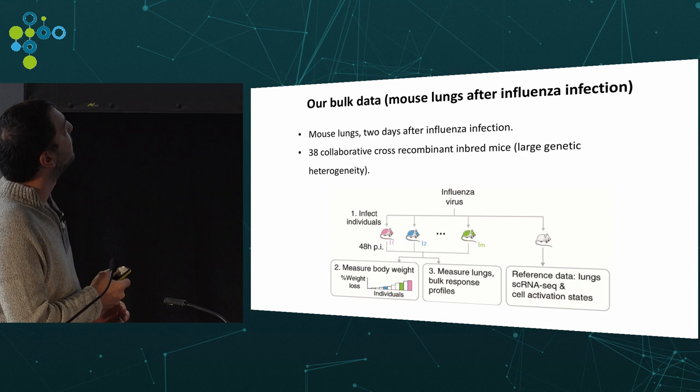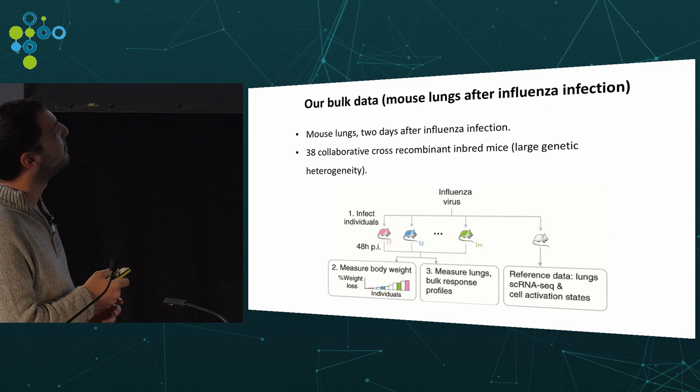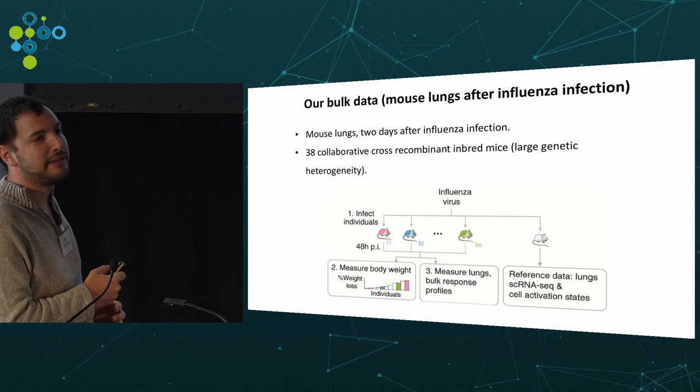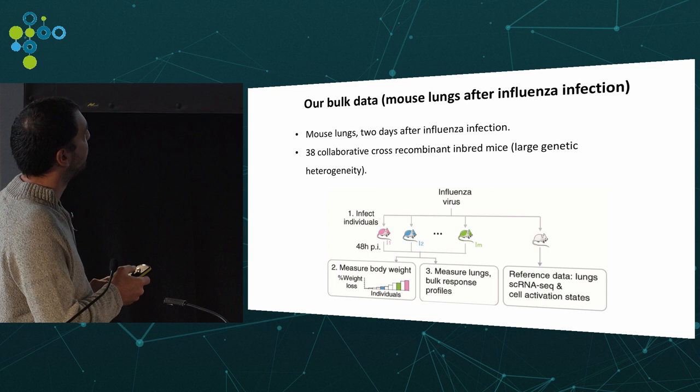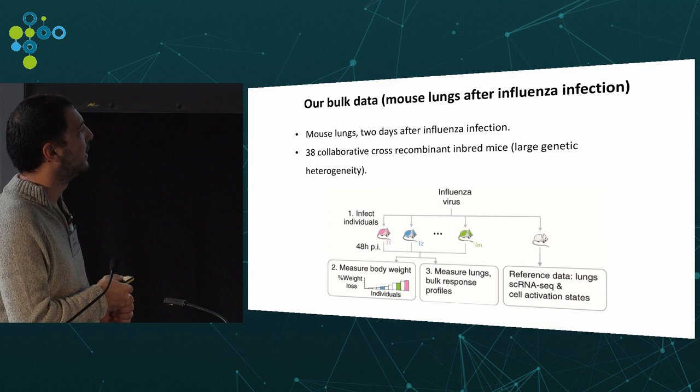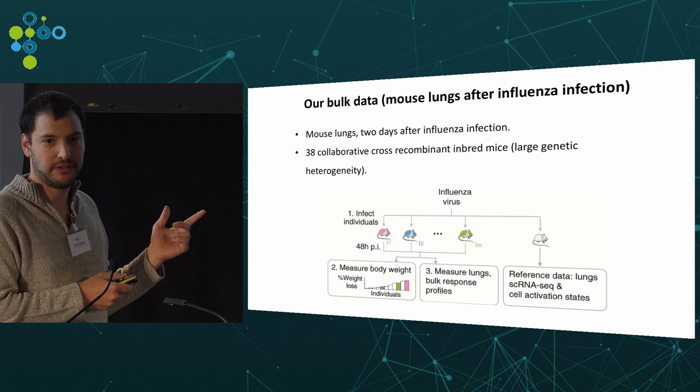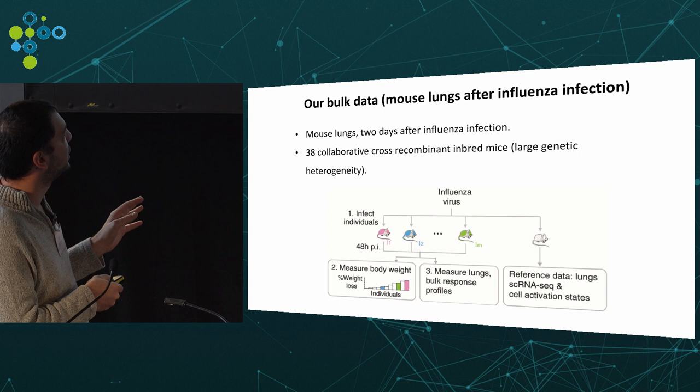And for this project, we also created a cohort of bulk data from 38 collaborative cross mice. These mice are special because they have large genetic heterogeneity, so they also have large phenotypic heterogeneity. This was really important for us. It's also important to say that the CPM paper was published a week ago in Nature Methods. So, we measured the body weight loss after infection and also, of course, RNA-seq of these mice. And we had the single cell before.